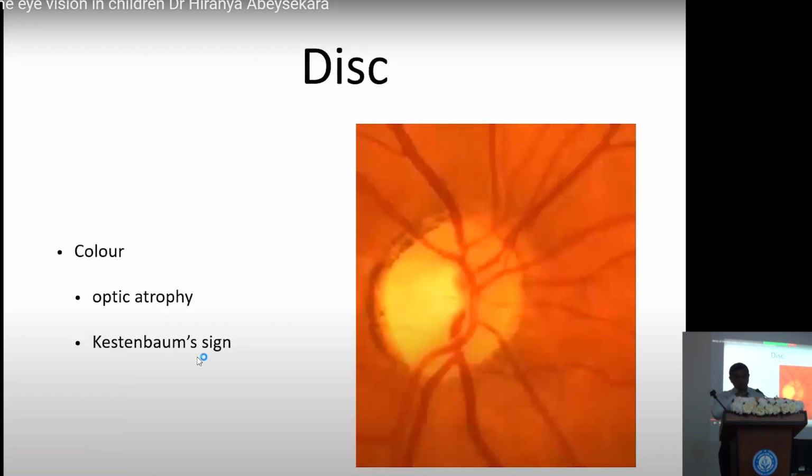So there is a thing called Kestenbaum sign, which is not very apparent with the ophthalmoscope itself, but it can be elicited with the slit lamp actually. That is tiny blood vessels crossing the margin of the disc. They are absent in optic atrophy, but you can't see them with the ophthalmoscope.